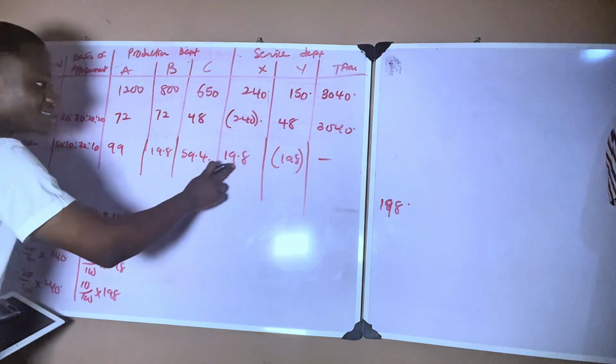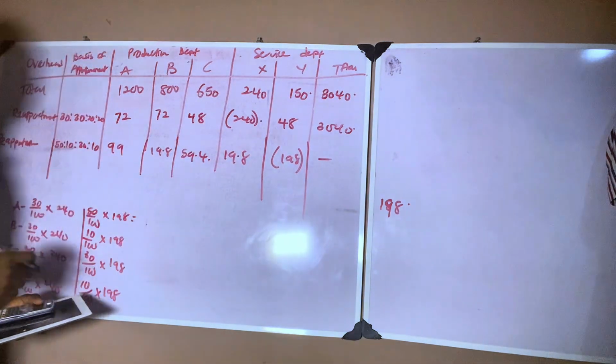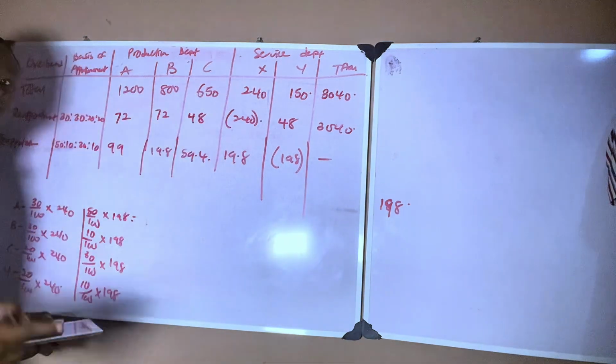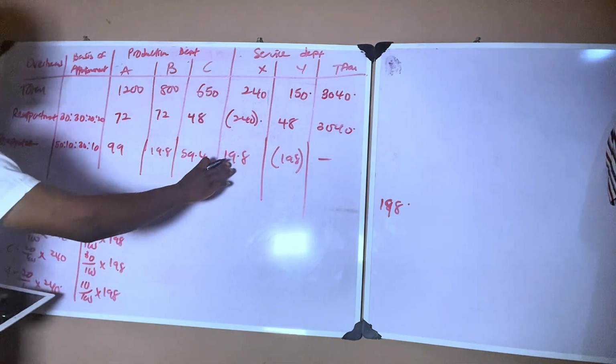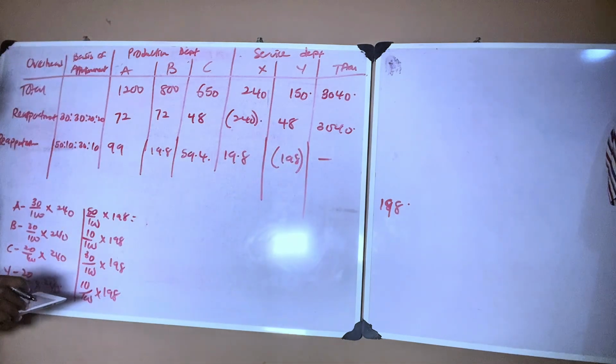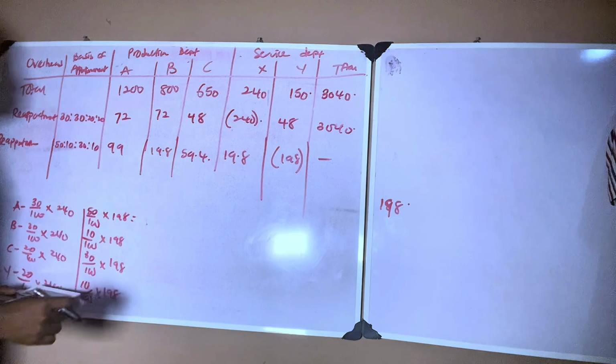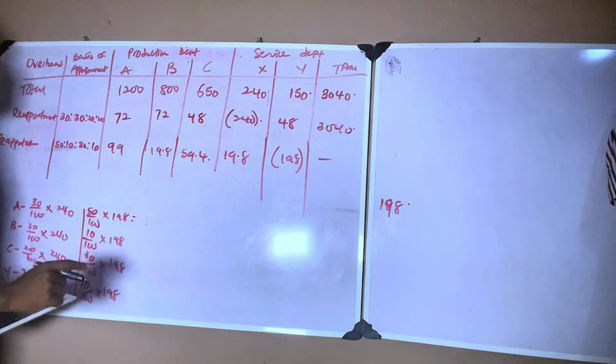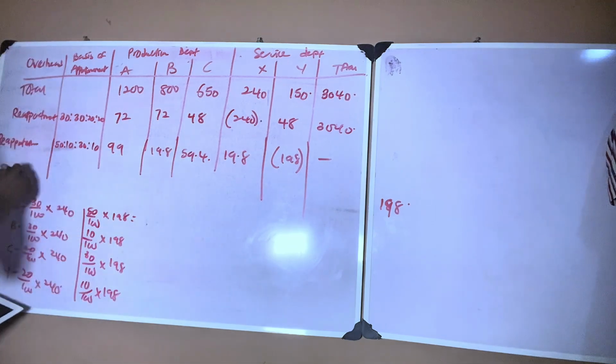Now service department X has a value again. So you continue reapportioning, reapportioning, reapportioning till you are left with nothing. That's how you continue doing it. So now we go again, reapportionment.